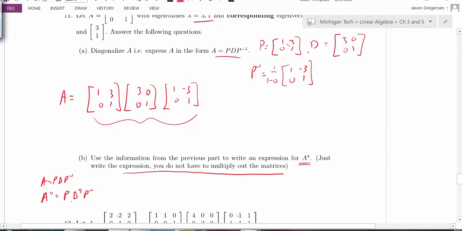But better than that, I actually know a good way to calculate D raised to the fourth power. Because it's diagonal, I can actually take those components and raise them to that power. That's not true in general, that's true for a diagonal matrix. Thus, A to the fourth would be 1, 3, 0, 1 times 3 to the fourth, 0, 0, 1 to the fourth, which is just 1, times 1, negative 3, 0, 1.